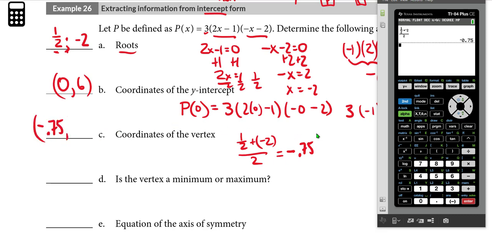How do I find my y coordinate? I just plug that negative 0.75 into the function. So how do I want to do this? I'm going to do this with the store function. So I'm going to store that negative 0.75 in my x key, and I'm going to hit enter. So now x, this key has the value negative 0.75.